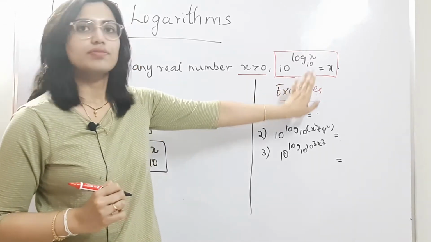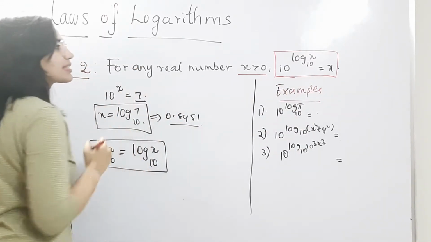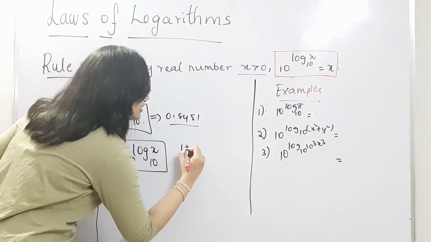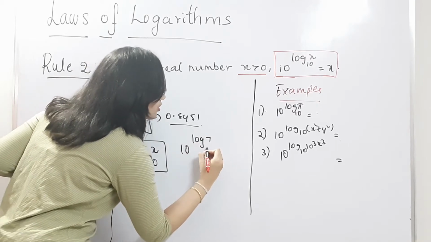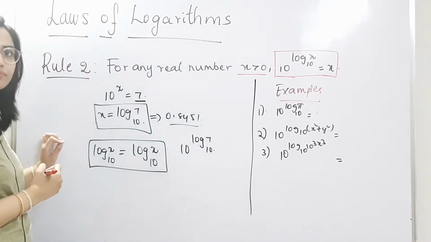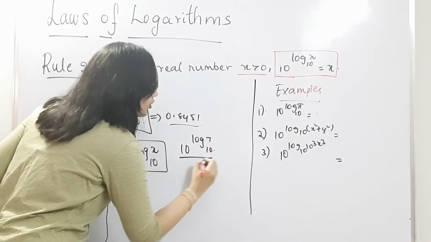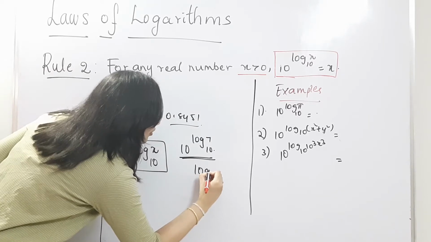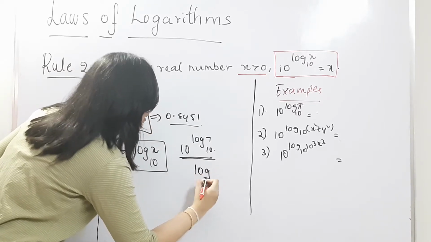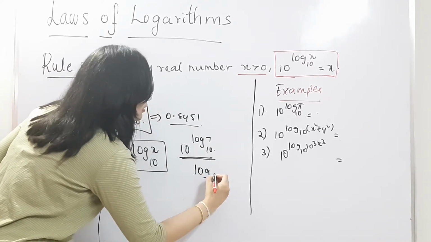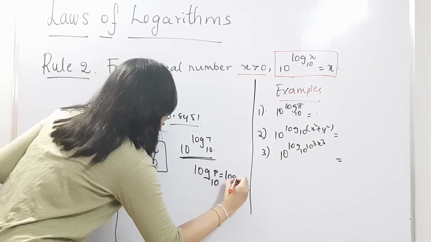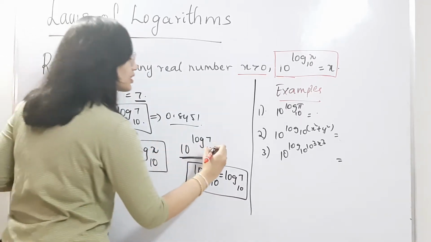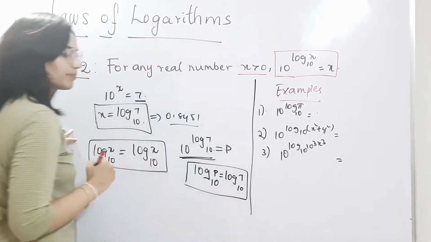In this situation, if we substitute 7 in place of x, what do we get? We get 10 to the power of log 7 to the base 10. So we want to know what is the value of this. What do we get here? We know by definition of logarithms that log to the base 10 of 10 to the power of p is equal to p. Can we not say this? I am assuming this as some value p.